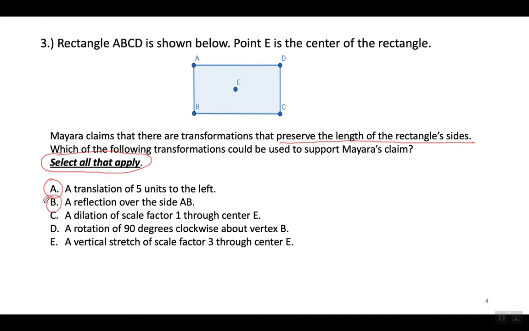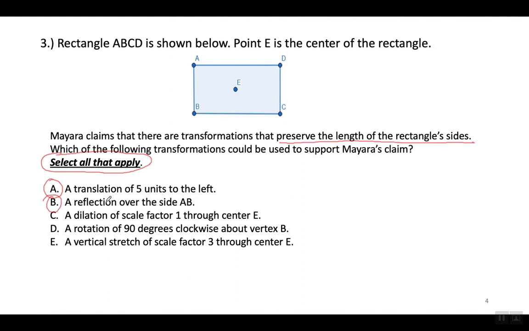Letter C. I want you to pay attention to letter C. I want to point something out. Letter C is kind of like a trick answer. It says a dilation of scale factor 1 through center E. A dilation. Let me point something out. I had said that a dilation makes a shape bigger or smaller because you're multiplying the x and or the y coordinate by a number that's going to make it bigger or smaller.